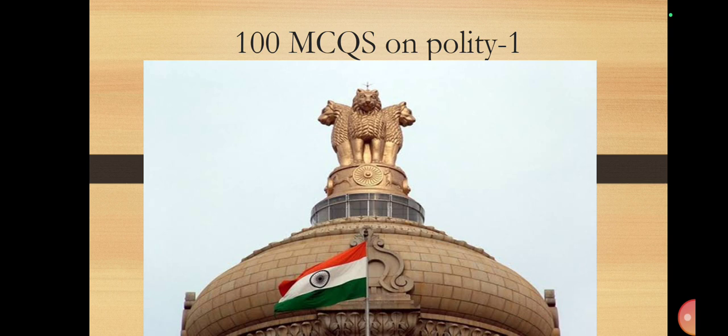According to Section 8 of the Representation of the People Act 1951, a person convicted of any offence and sentenced to imprisonment for not less than 2 years, other than any offence referred to in subsection A or subsection B, shall be disqualified from the date of such conviction and shall be disqualified for a further period of 6 years since his release.